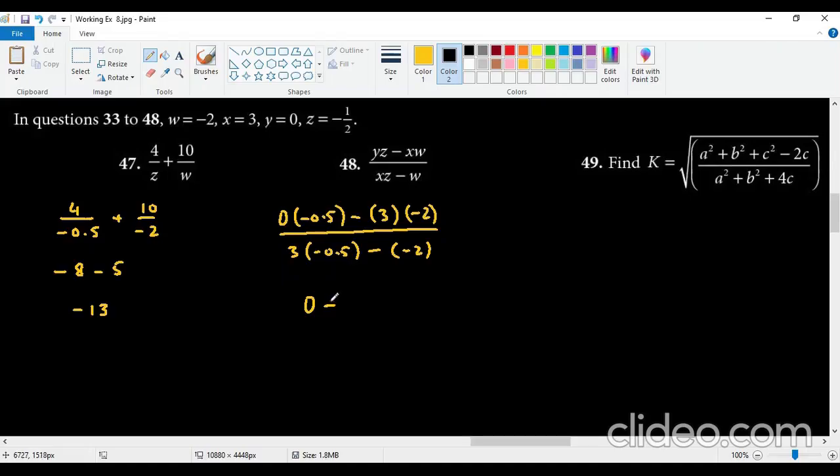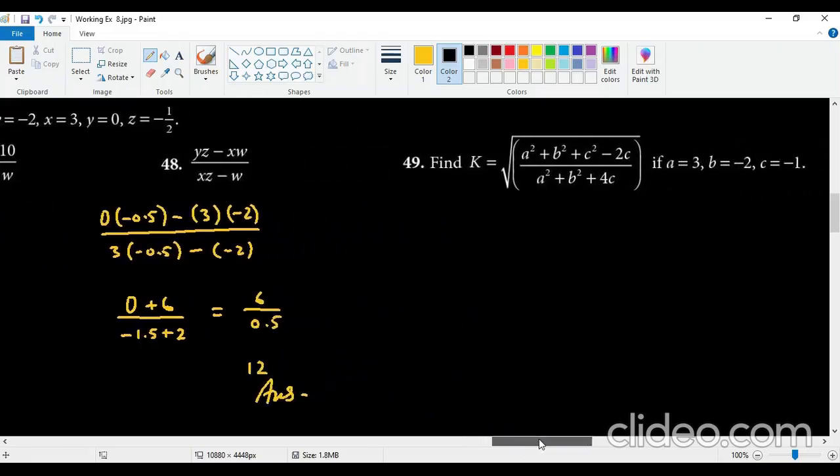Now the first value is going to give you a 0 plus 6, and here you have 3 times negative 0.5. 3 times negative 0.5 is going to give you negative 1.5, and this is going to give you a plus 2. So this is going to be 6, and when 1.5 is subtracted from 2 it gives you 0.5. So when 6 is divided by 0.5, it's going to give you 12 as an answer.